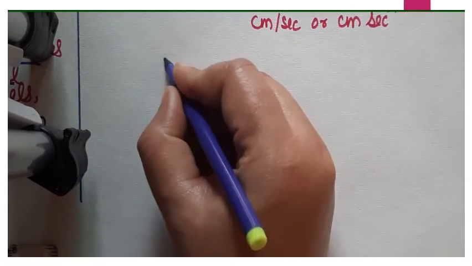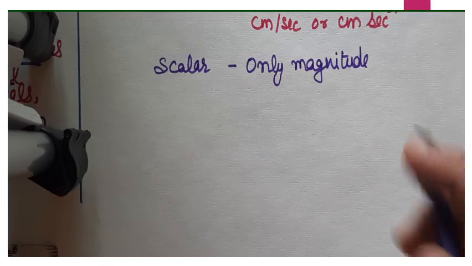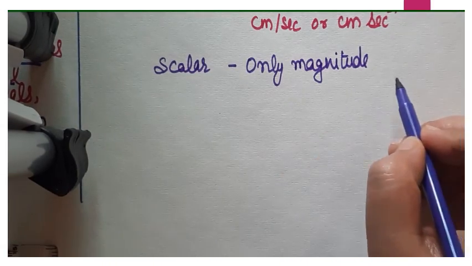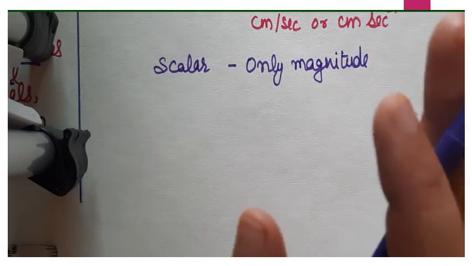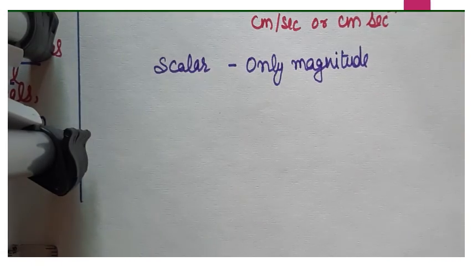Speed is a scalar quantity. Scalar quantity means we only need to specify the magnitude of speed. We do not need to specify any direction to it.